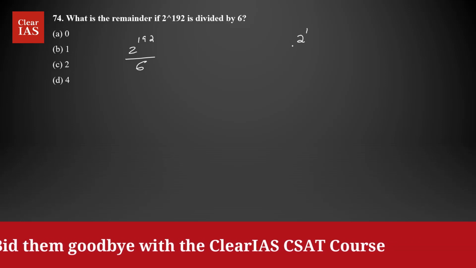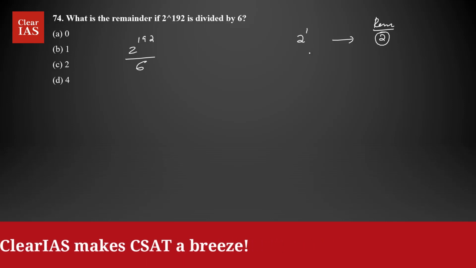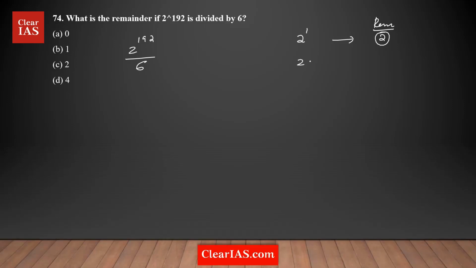When you divide 2 to the power 1 by 6, what will be the remainder? The remainder is going to be 2 only, because you are dividing a smaller number by a bigger number, right? The remainder will be the smaller number, 2. Let's take the next power, 2 to the power 2, which is 4. When you divide by 6, again 4 will be the remainder. 4 is smaller than 6, so the remainder will be the same, 4.